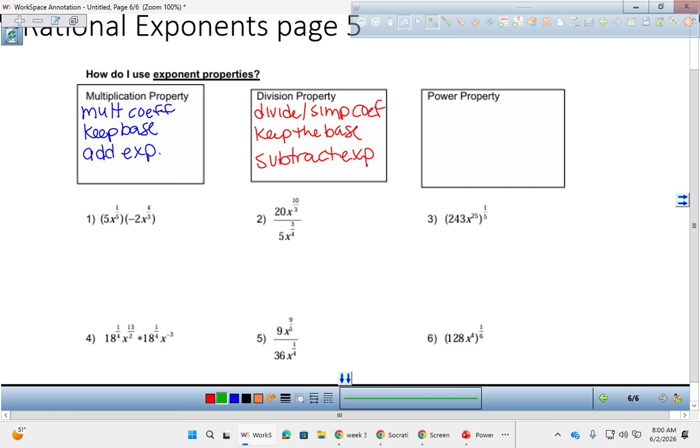And then the last property is the power property. The power property, we are going to raise the coefficient, keep the base, and we already added, we already subtracted, so multiplication is left. And we're going to multiply the exponents.